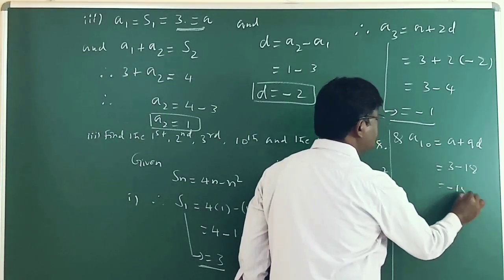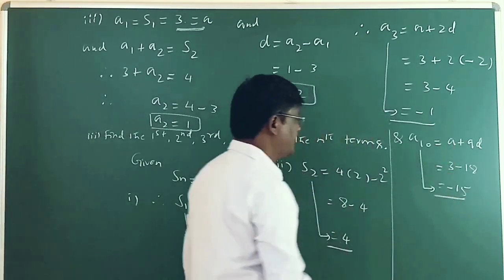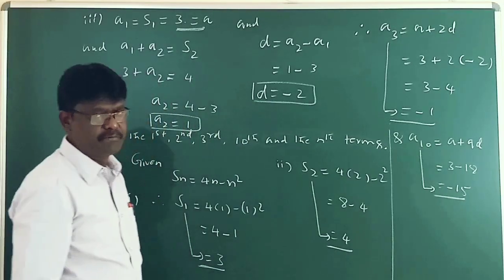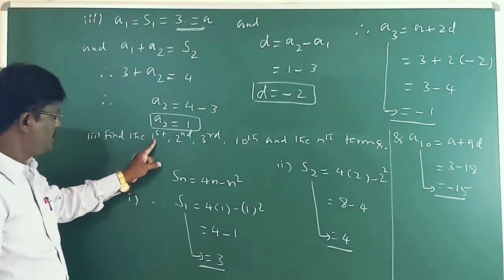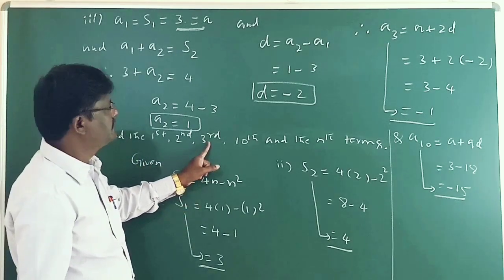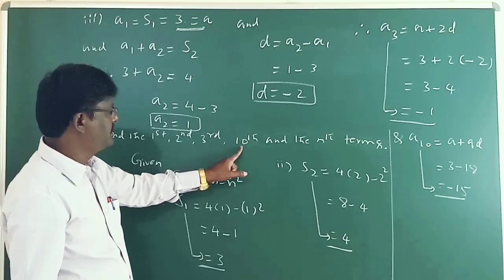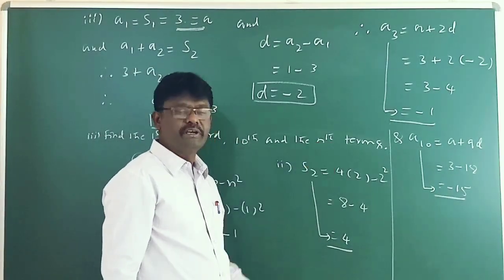So, this gives minus 15. So, thus 10th term is minus 15. We are asked to find out. First we got, second we got that also, third is minus 1. Now we got 10th term, it is minus 15. And finally we have to get what?